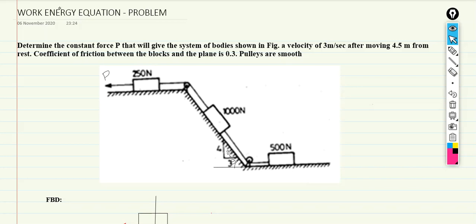Welcome back everyone. Today I'm going to do a problem using the work energy equation. So, a small example problem. Here in this figure you can see P is a constant force which must drive all these three weights. So our aim is to find P using the work energy principle. So let us go and start our problem.